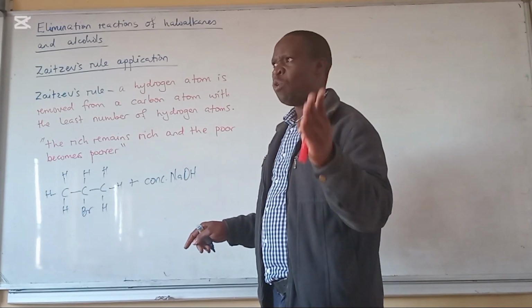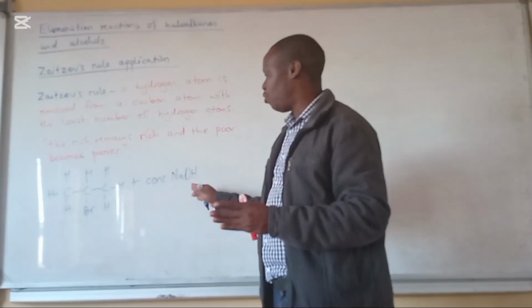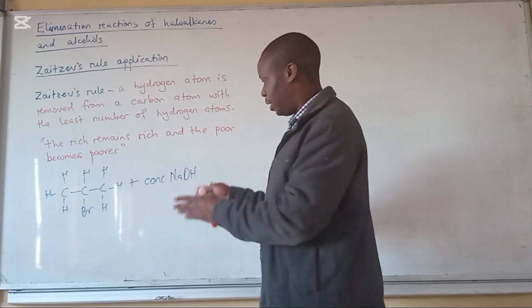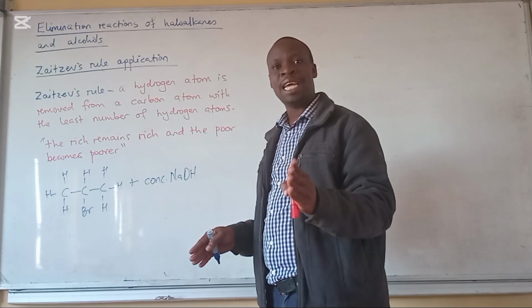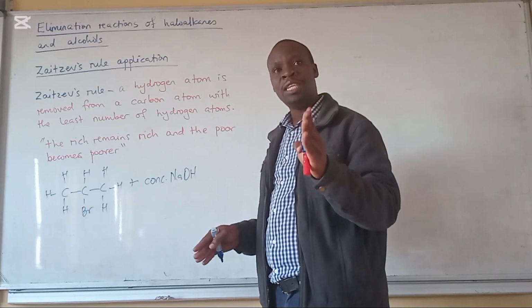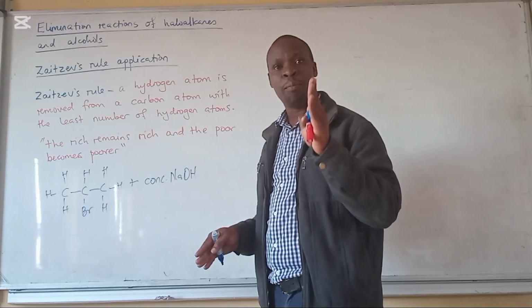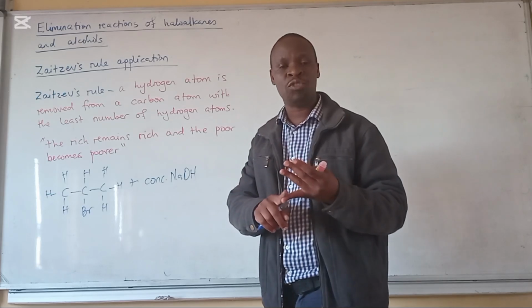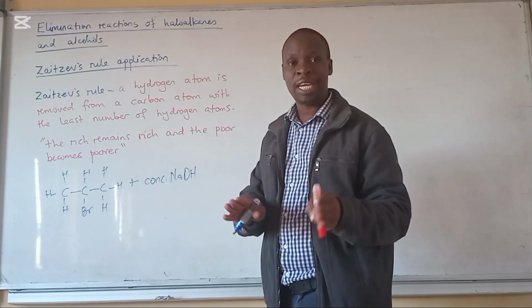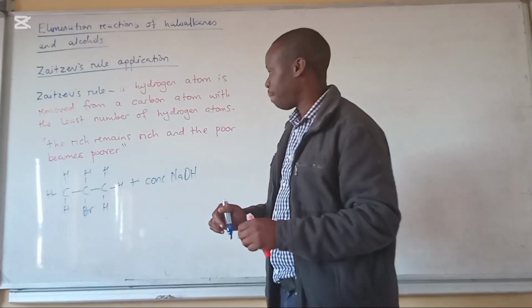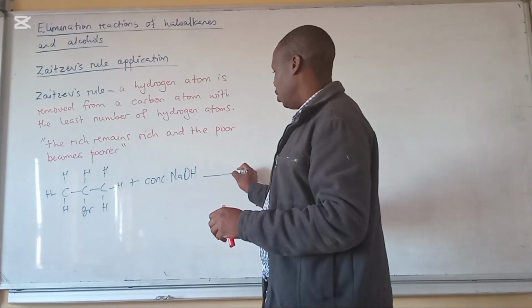It can also be lithium hydroxide or potassium hydroxide. That can be used for this reaction as long as it's a strong base. The hydroxides of group 1 elements, your lithium hydroxide, potassium hydroxide, sodium hydroxide, are all strong bases.